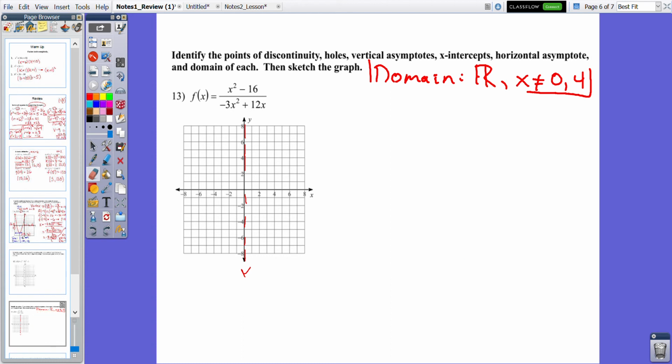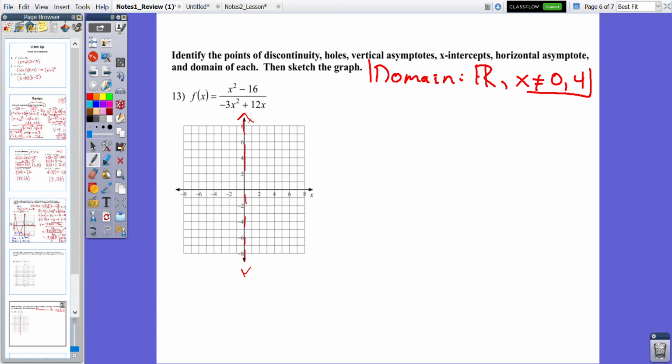All right, so now we want to figure out what our x-intercepts are. When we talk about x-intercepts, that's where the function is equal to 0. So in this case, we want to figure out where the function is equal to 0.